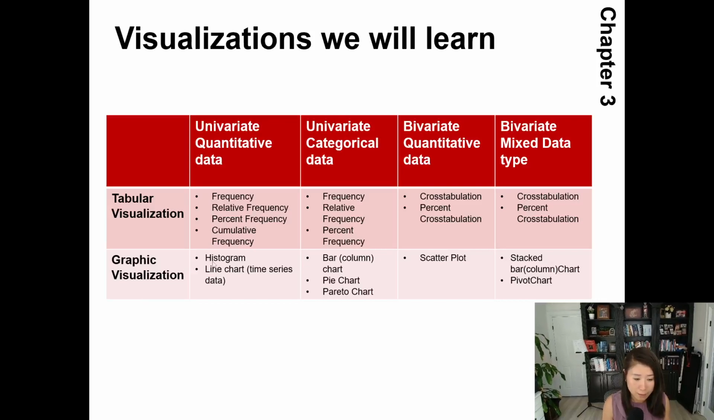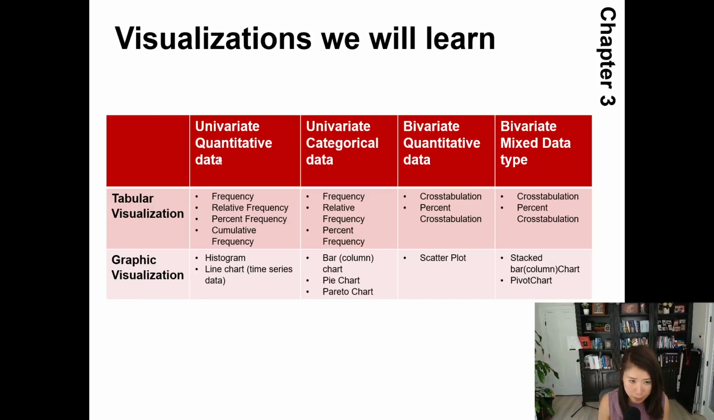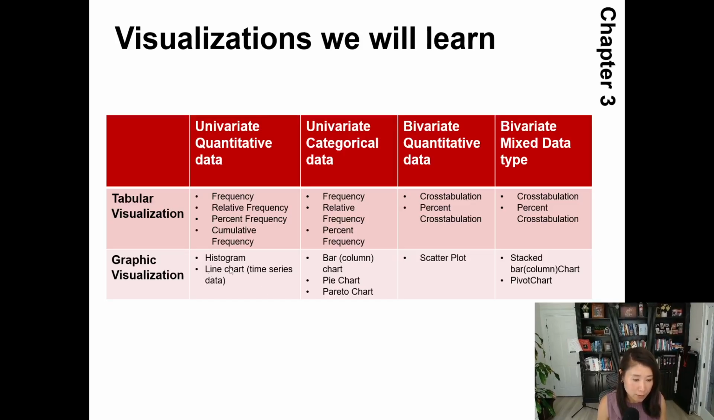So now let's look at the next graphical visualization for univariate quantitative data. This one is specifically for time series data, and it's called a line chart. The line chart allows us to find the pattern in our time series data, so it becomes very useful. But if you're dealing with cross-sectional data, we usually don't create a line chart. A line chart becomes more useful when you're dealing with time series data.